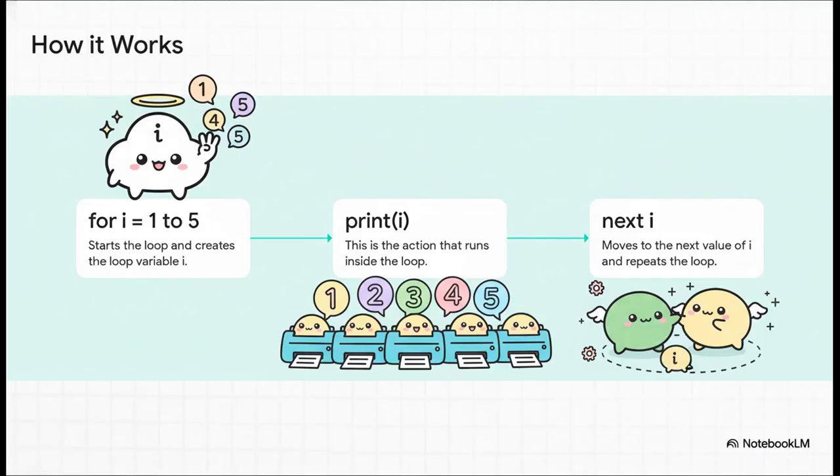Okay, here's how it works. That first line, for I equals 1 to 5, that's the setup. It basically creates a temporary little counter, we're just calling it I, and tells it to start at 1 and get ready to go all the way to 5. The line that's indented, print I, that's the main event, that's the code that gets repeated over and over. Finally, next I is the command that tells the computer, okay, you're done, now add 1 to I and run the action again. It just keeps doing that until I hits 5, and then the loop knows its job is done. See? Simple as that.